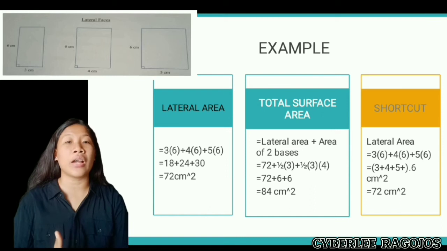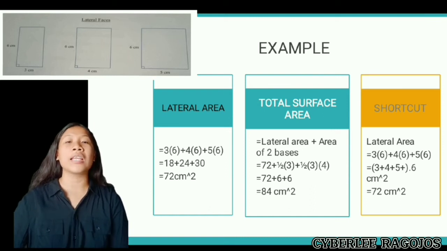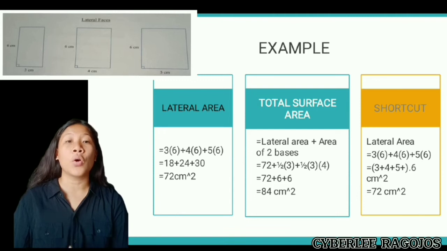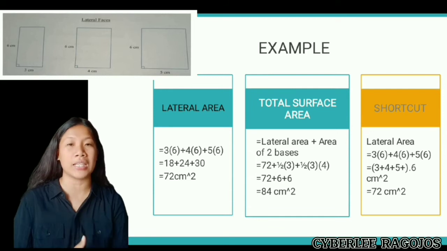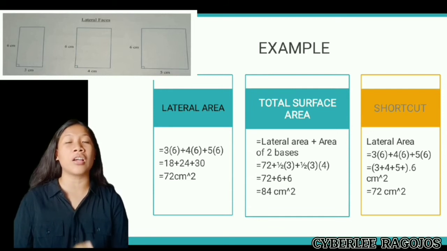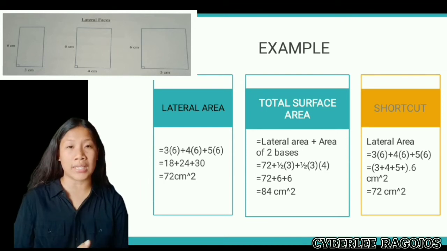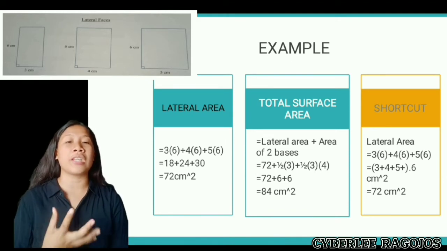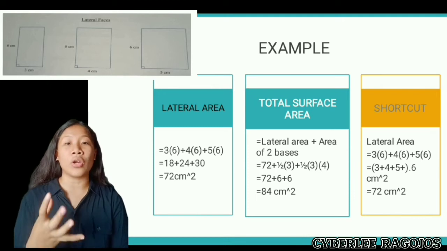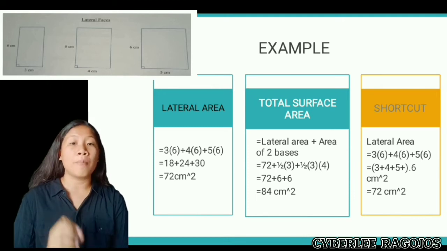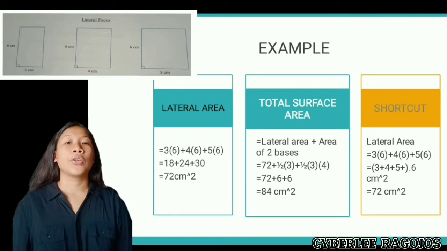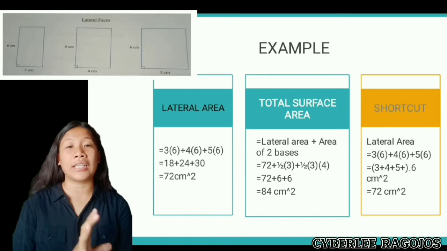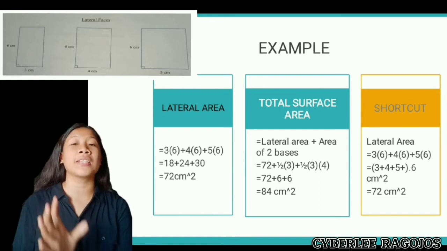So, ano naman tong tinatawag nating total surface area? It is the area of a prism or pyramid, which is the combined area of its lateral faces and its bases. The total surface area of a triangular prism is the lateral area plus the area of the two bases. And i-add lang natin at imumultiply. So, total surface area. Ang formula naman natin dito is lateral area plus area of two bases. Yung lateral area natin is yung nakuha natin kanina sa unang na-compute natin, which is 72.